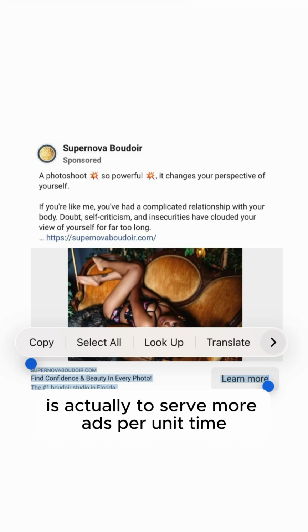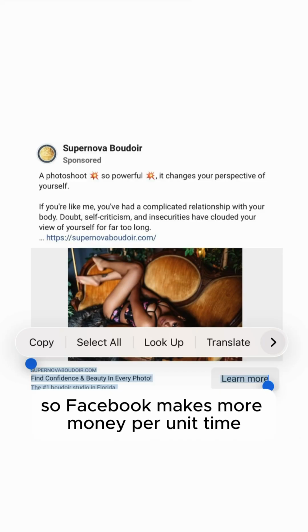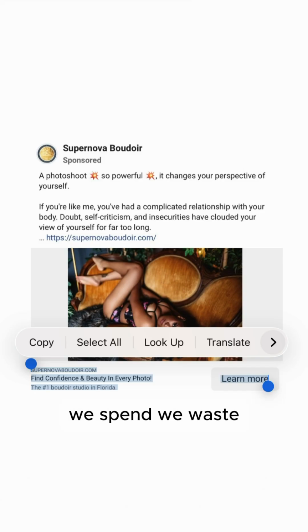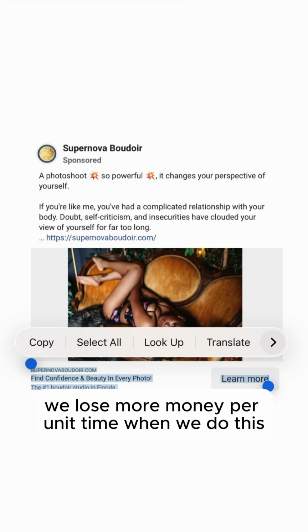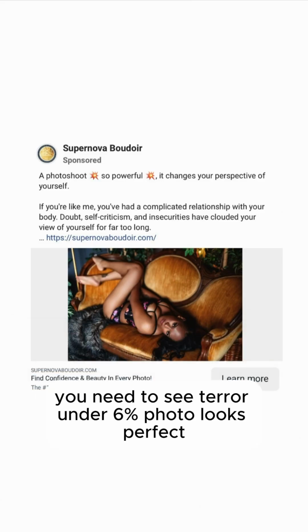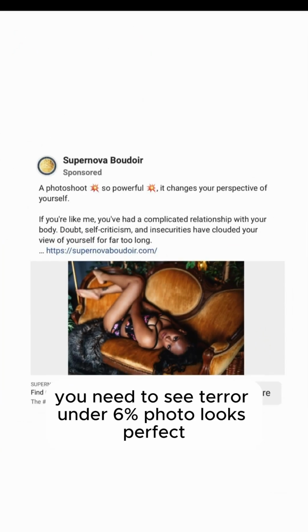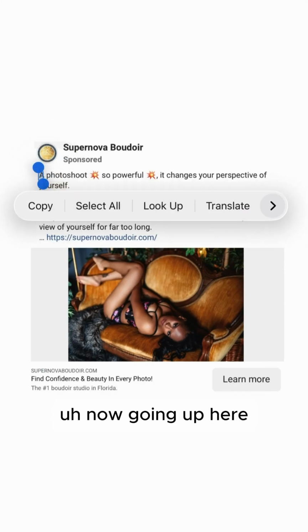Now, what Facebook gets is to serve more ads per unit time. So Facebook makes more money per unit time. We lose more money per unit time when we do this. And this is pulling our unique CTR under 6%. Photo looks perfect.